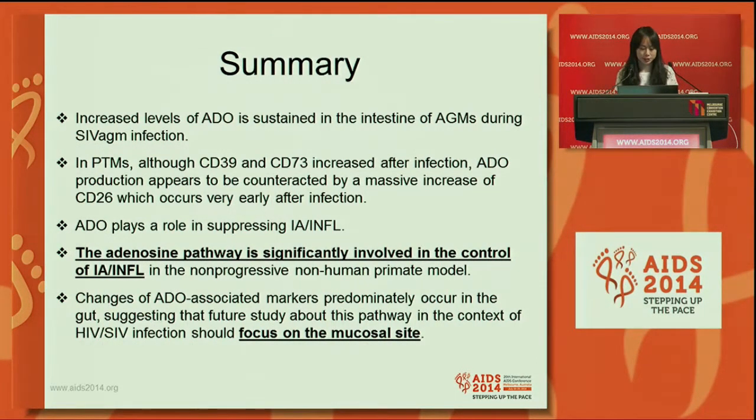SIV AGM infection. And in the progressive model, PTMs, although CD39 and CD73 increased after infection, the adenosine production seems to be counteracted by the dramatic increase of CD26, which happened very early after infection. And we also show that adenosine did play a role in suppressing immune activation and inflammation. So all these results indicate that the adenosine production is significantly involved in the control of immune activation and inflammation in our non-progressive models. And the change of adenosine pathway predominantly occurred in the gut.